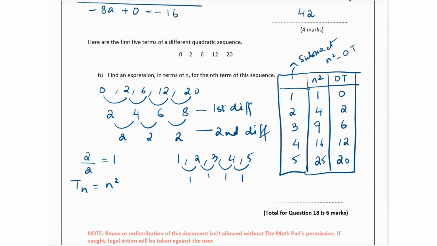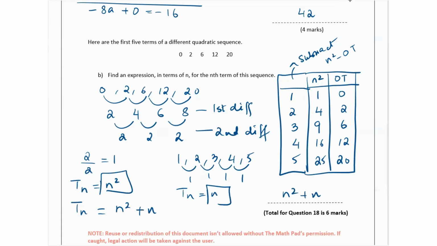So based on the pattern of this sequence, we can say the nth term would be n, because n equals 1 is 1, n equals 2 is 2, n equals 3 is 3, and so on. Which means the nth term of the quadratic sequence would be n squared plus n. We add these two. This is the square component of the quadratic sequence. This is the linear component. So the overall sequence is n squared plus n.